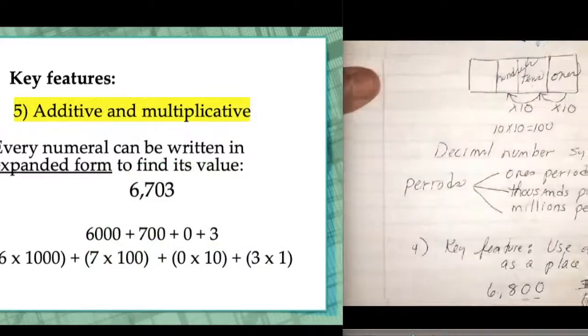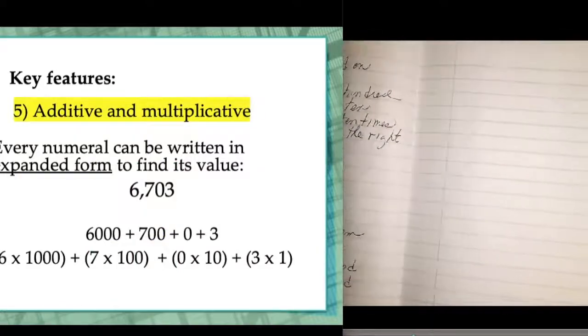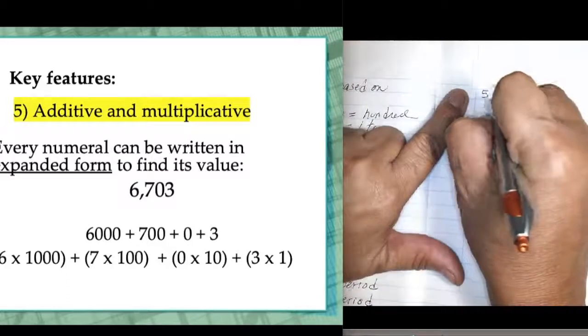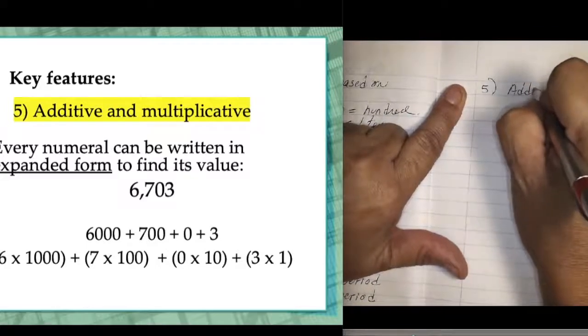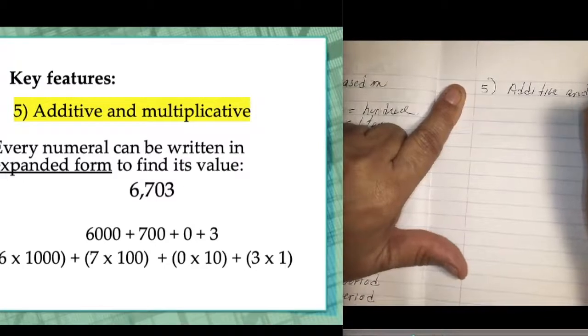Okay, so let's look at the last key feature, which allows every number to be written in expanded form using addition and multiplication. But the terms in the book use the words additive and multiplicative. We'll explain that.